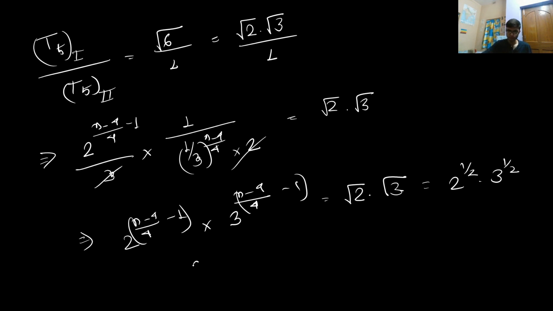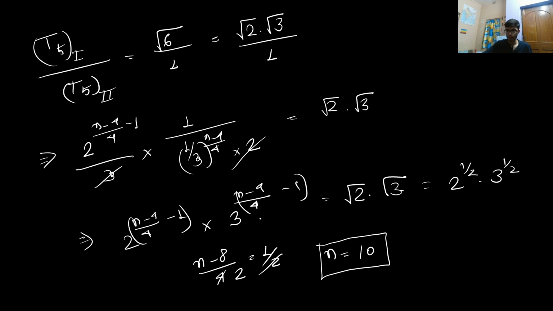So if you solve, this will become (n minus 8) by 4 is equal to half, and if you cancel out, n is equal to 10. So from here you get the value of n equal to 10, and you can also put n in here and check. All right, so n is equal to 10.